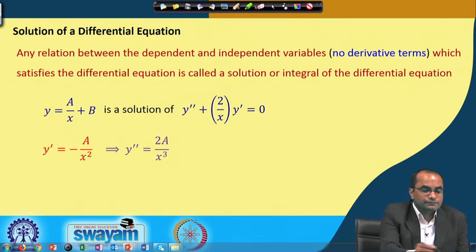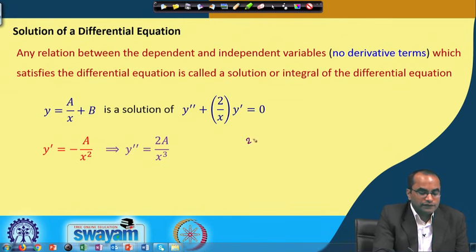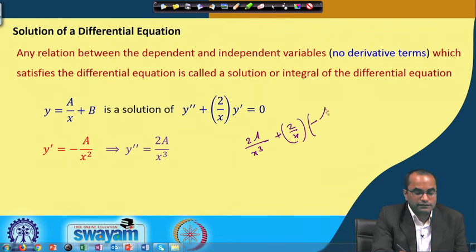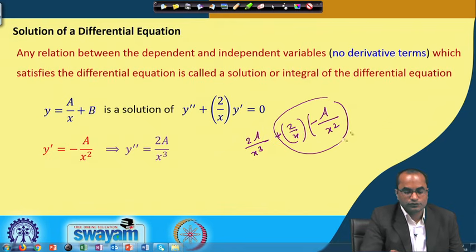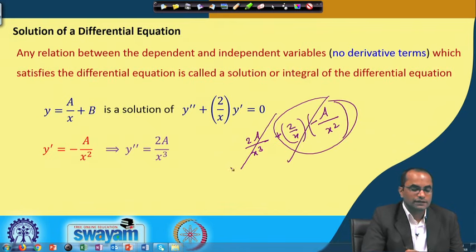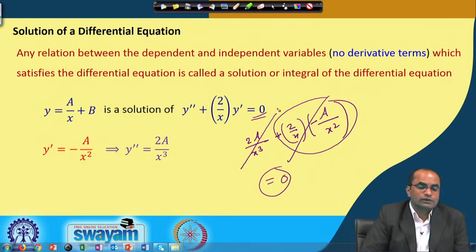If we substitute this in the equation, we have 2a over this x cube, and then plus 2 over x times the first order term, that is minus a over x square. So, what do we see here? 2a over x cube, and here also 2a over x cube. So, that will cancel out, and we will get 0, which is the right hand side of the equation.